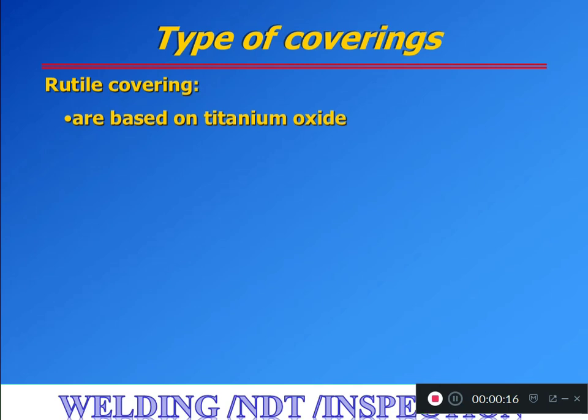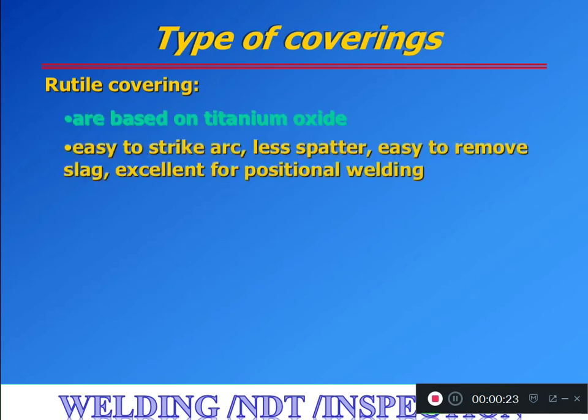So these are the types of coverings. First, the rutile covering. You need to know that rutile coverings are based on titanium oxide. So titanium oxide is there in the rutile based coating. In the rutile based coating, you can see the titanium oxide.